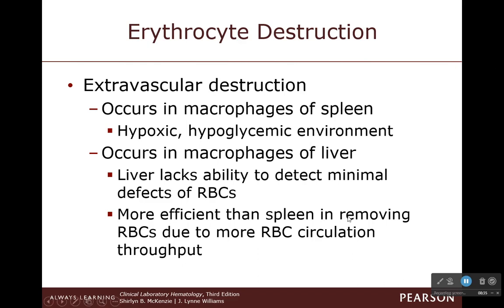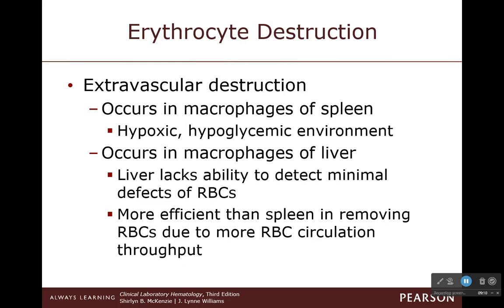So, more efficient than the spleen in removing RBCs due to more RBC circulation throughput. So what that means is, yes, the liver is more efficient, but it's not as picky as the spleen is. And plus, there's more blood going through the liver than the spleen. That's one of the reasons why it's more efficient. The spleen is actually more efficient because it is a little more choosy. Those macrophages have a little more discretion on which cells to pull than the liver cells do, okay? All right, questions about that, guys?